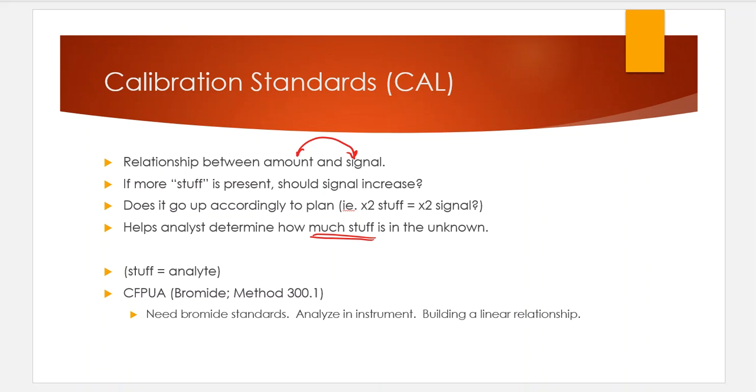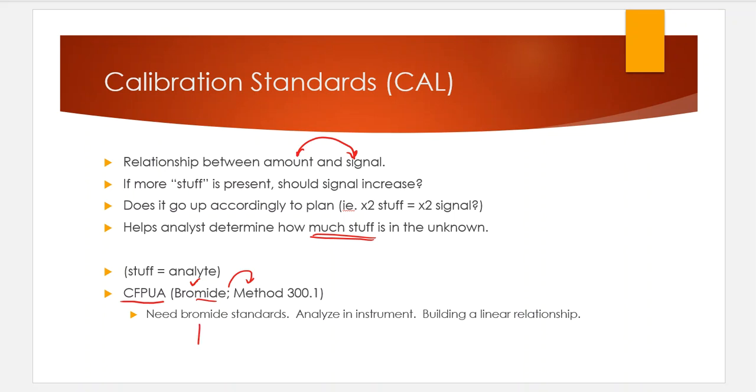All right. So for instance, here, CFPUA will do a bromide method, and that bromide method is 300.1. What they would do is take drinking water samples, let's say from your tap water, and analyze them using a piece of equipment. That piece of equipment is going to look for bromide as one of the things in that method. There's a whole bunch of different ones, but bromide is one of them.